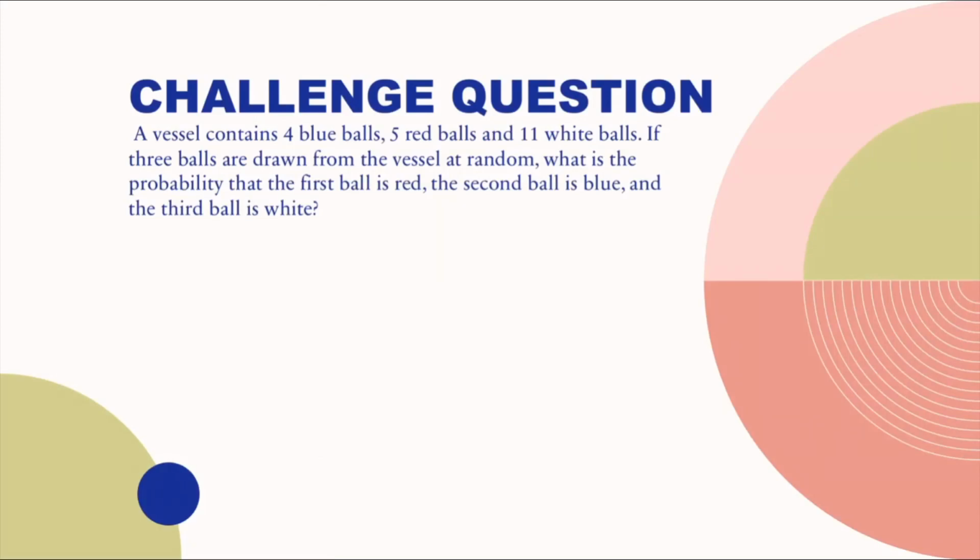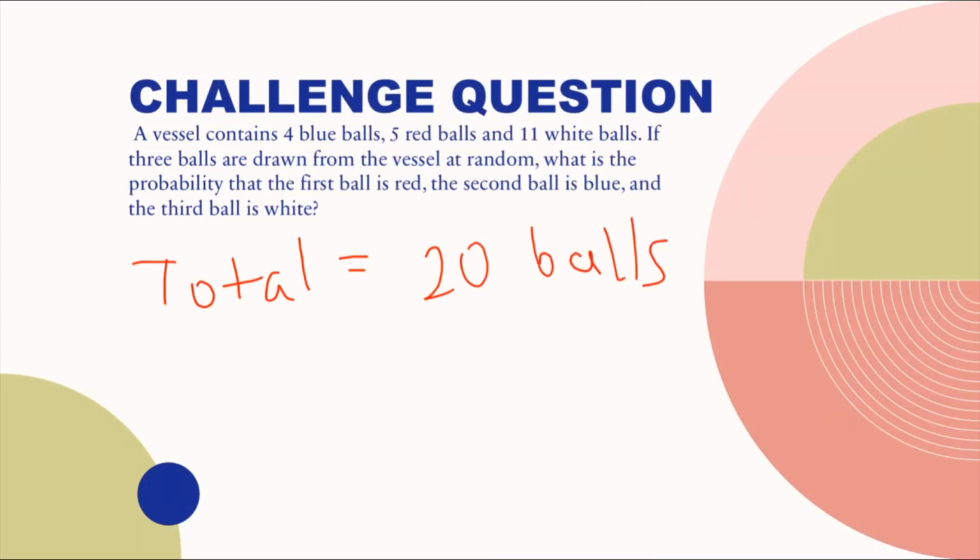So total outcomes is 20 balls. So that means these are the total outcomes, 20 balls. And it's asking us that if 3 balls are drawn from the vessel at random, what is the probability that the first ball is red, the second ball is blue and the third ball is white? So we have to answer this question part by part. So let's start with the first one.